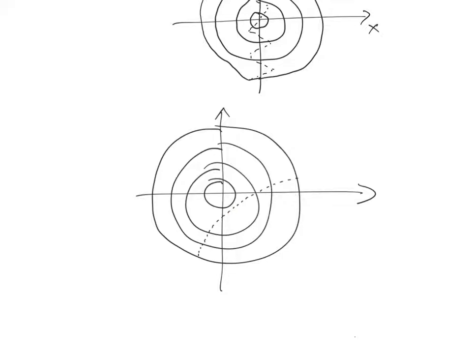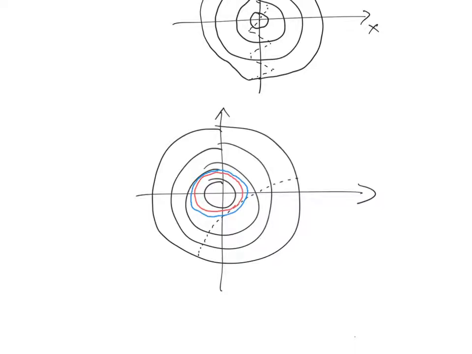Let's use a different color. What if I drew this level curve? Then you would say, okay, I'm at the peak. I'm at the maximum that I'm going to be right there, right? I'm not going to be at the max if I draw the one level curve just a little bit below that.